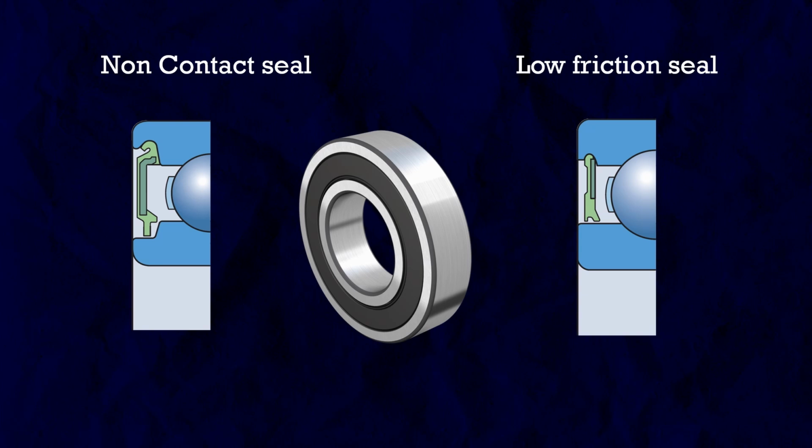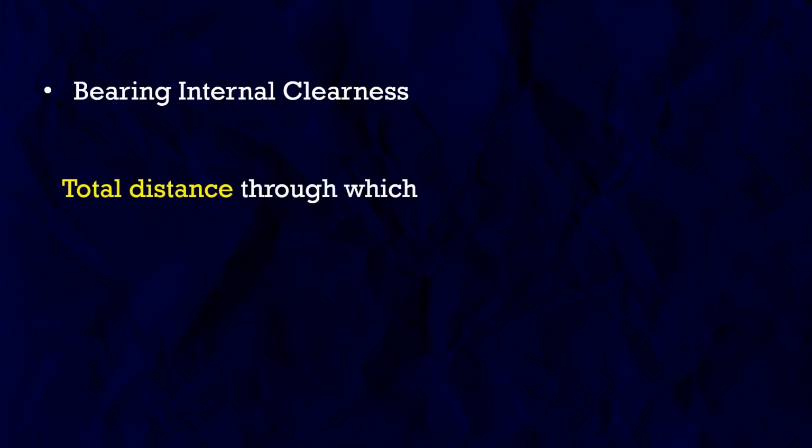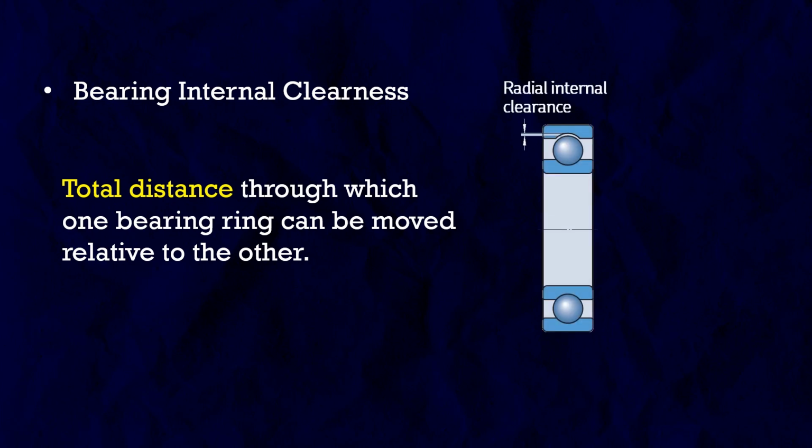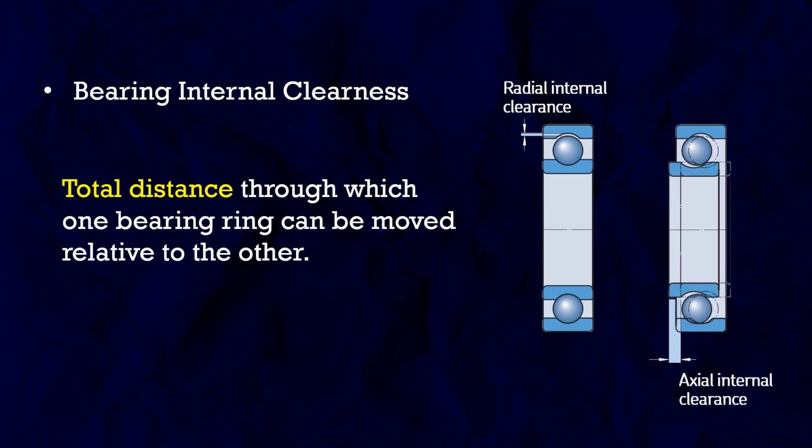And there is one more important aspect of bearing design, the internal clearance of the bearing. We can define the bearing clearance as the total distance through which one bearing ring can be moved relative to the other. It's like an amount of play. The clearance in the radial direction is called radial internal clearance, and the clearance in the axial direction is called axial internal clearance.